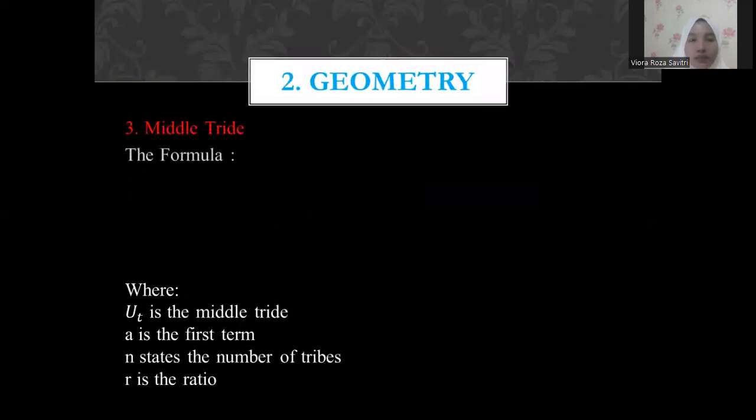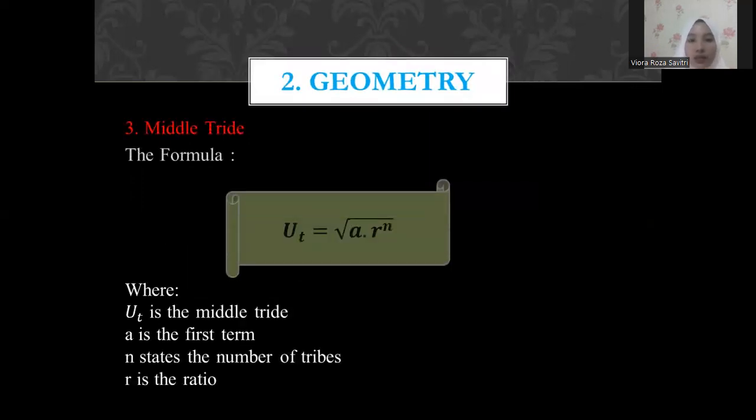Number 3. Middle term. The formula is Ut is equal to the square root of a times r to the power of n, where Ut is the middle term, a is the first term, n is the number of terms, and r is the ratio.